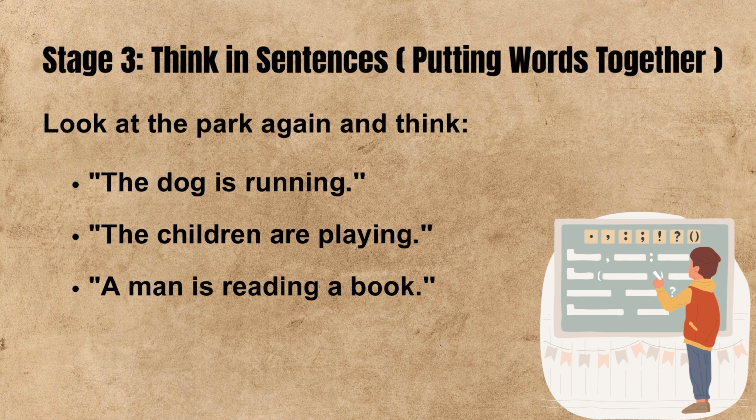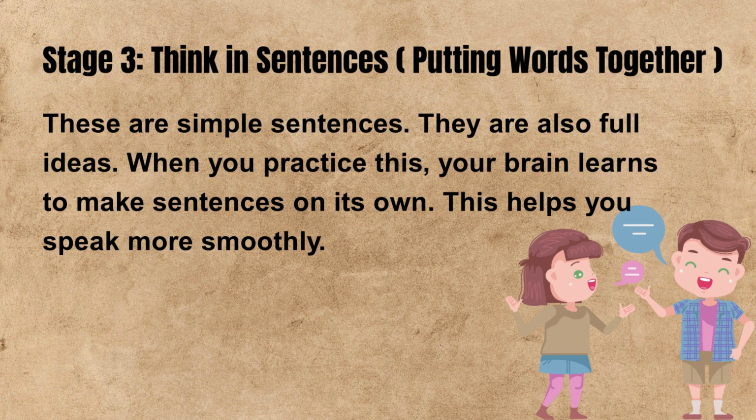Look at the park again and think. The dog is running. The children are playing. A man is reading a book. These are simple sentences. They are also full ideas. When you practice this, your brain learns to make sentences on its own. This helps you speak more smoothly.